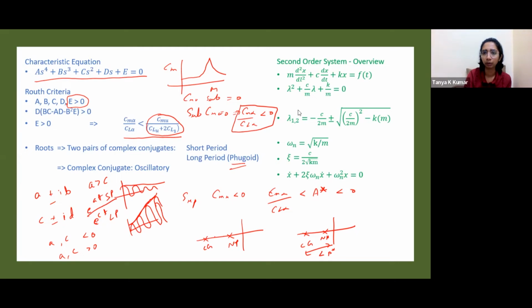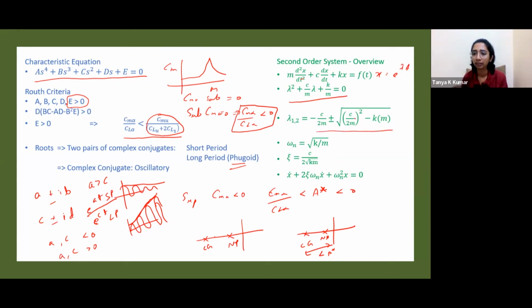Now we'll just briefly go over the second order system. Second order system is mx double dot plus cx dot plus kx equal to f of t, again a spring mass damper system. Now how do you find the characteristic equation of this? We take x equal to e power lambda t. When you substitute it here, you get this as the characteristic equation. When you solve for this, you get two roots that are given by this.